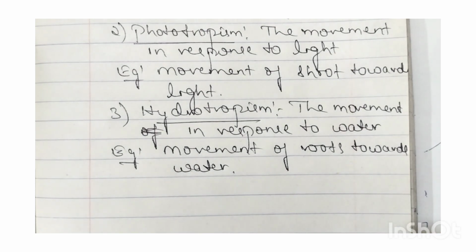So these are the examples for chemo, photo and hydrotropism. By this, I have successfully answered all the questions related to practice paper number 13. In the next video we are going to answer practice paper number 14.